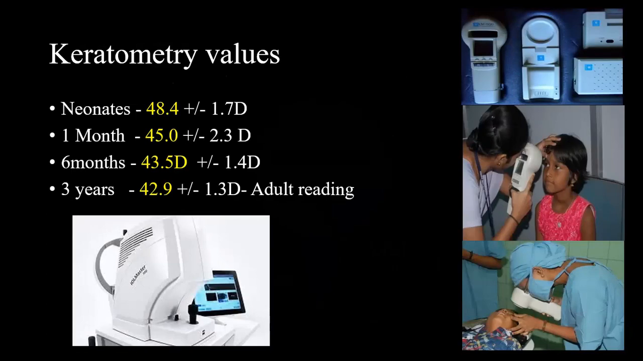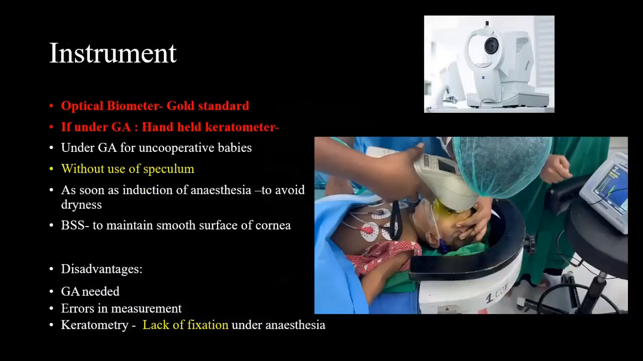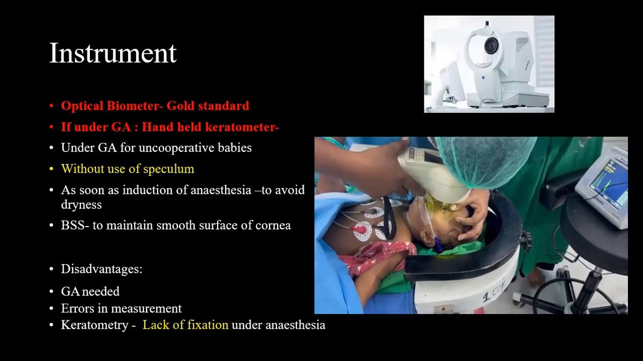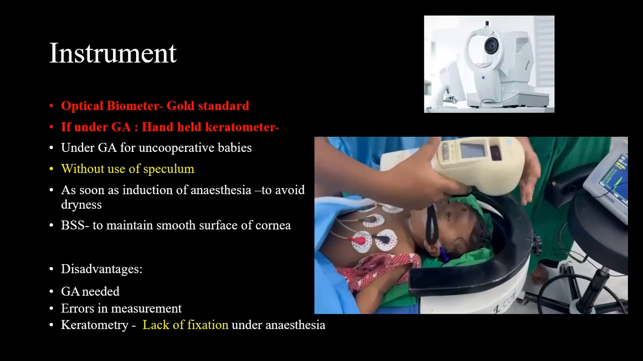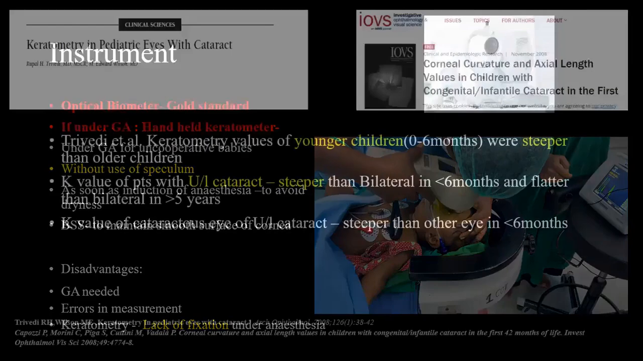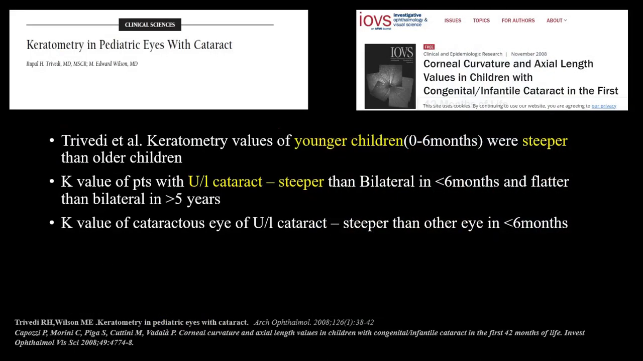The gold standard for measuring keratometry is the optical biometer. However, if they are uncooperative babies, then we have to do it under GA using the handheld keratometer, which is done without the use of a speculum and as soon as the induction of anesthesia is done. A few studies reported that the keratometry values of younger children were steeper than those of older children, and keratometry values of unilateral cataract were steeper than bilateral cataract. And the cataractous eye in unilateral cataract is steeper than the other, normal eye also.